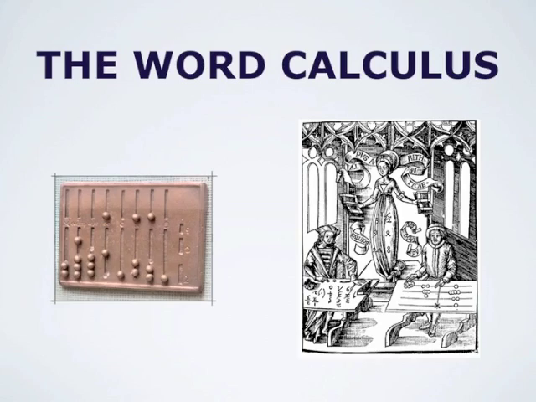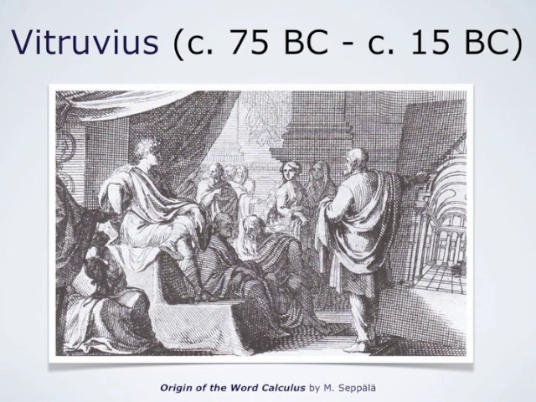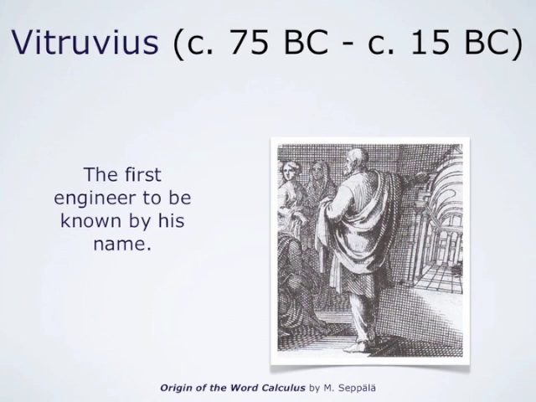Somehow it all started with Vitruvius. He was an engineer and architect born approximately 75 BC, died approximately 15 BC. And here in this imaginary drawing, Vitruvius is shown on the right, explaining his work on architecture to the Emperor Augustus. So Vitruvius here was the first engineer to be known by his name.